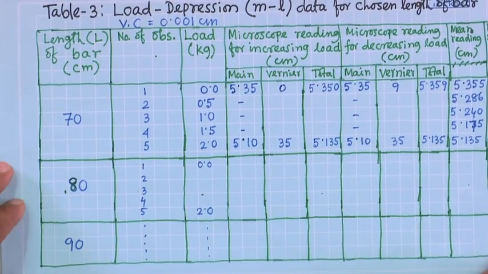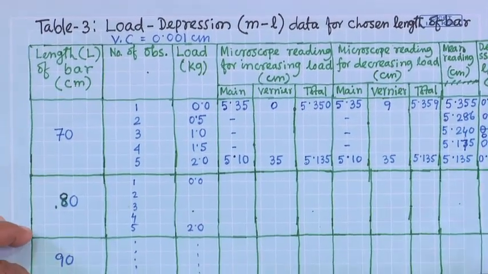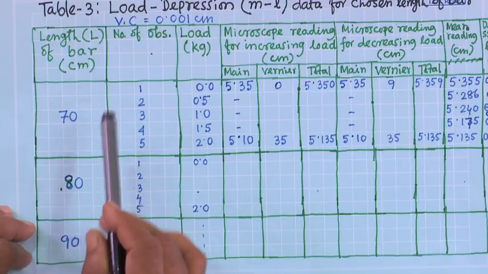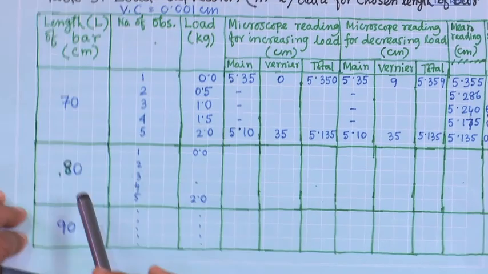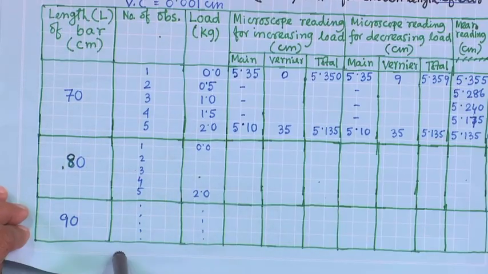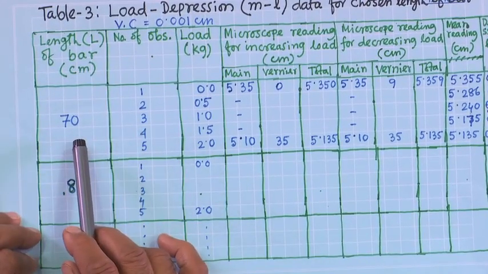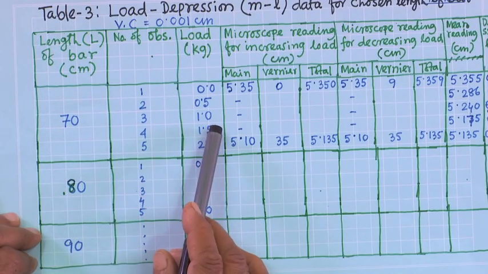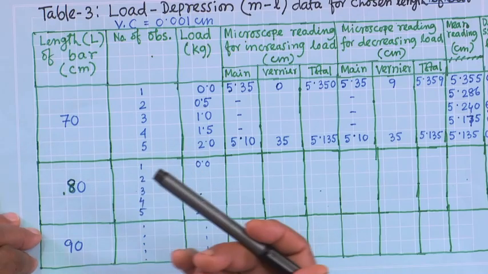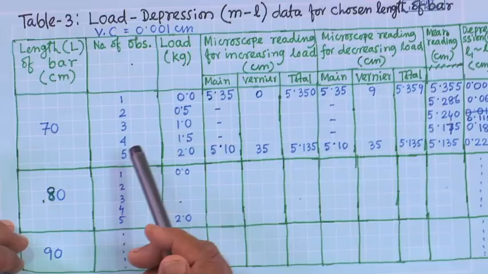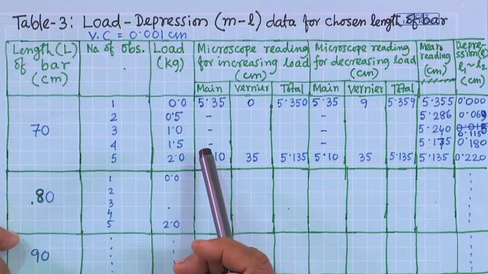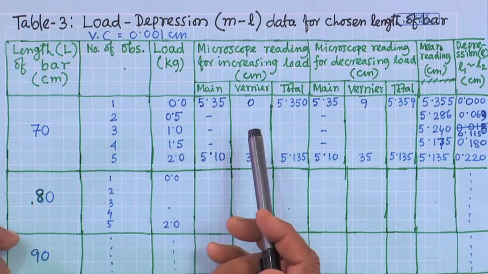So, this table number 3 is a very important table, the main table of the experiment. Here we have the length of the bar in centimeter. For lengths 70, 80 and 90, we have done the experiment for 3 lengths. For each length, say 70, you should decide for how many masses to take the depression. As I told, it depends on the method by which you want to find out the M by l value. We will use the graphical method.